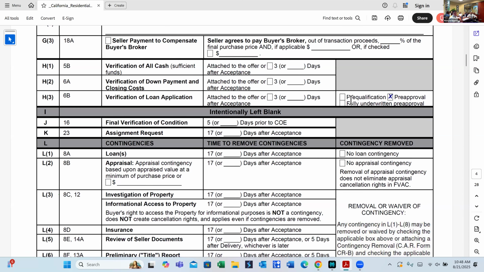And if you look to the right, you can see there are different boxes: pre-qualification, pre-approval, and fully underwritten pre-approval. Pre-qualification is, I contacted my lender and I said, I earn $1 million a year. I haven't provided any documentation. Now, what value is that?